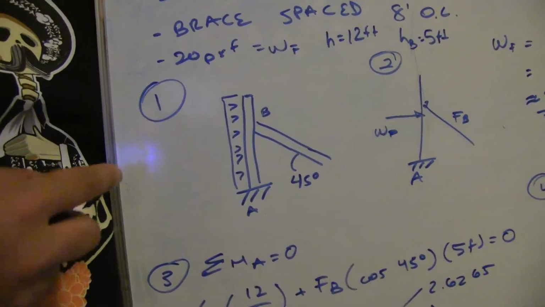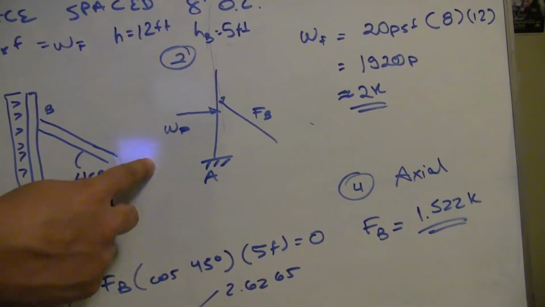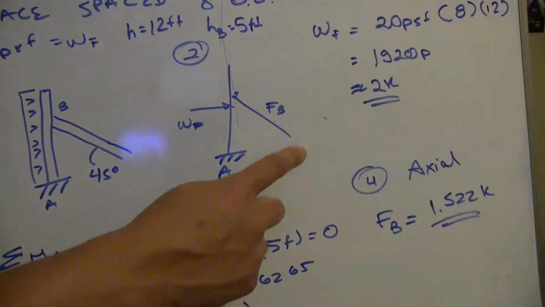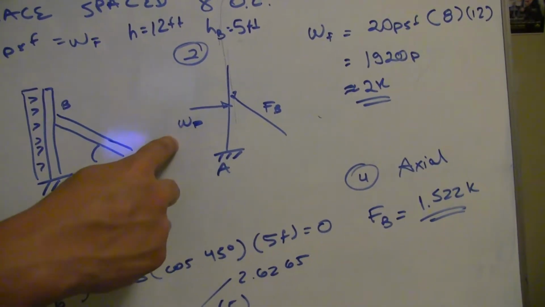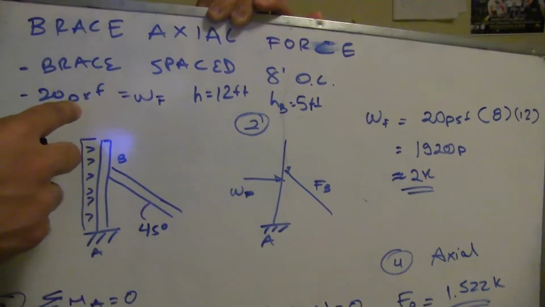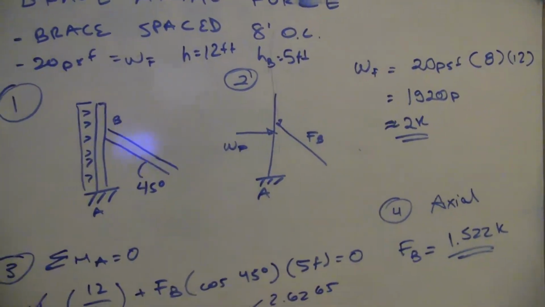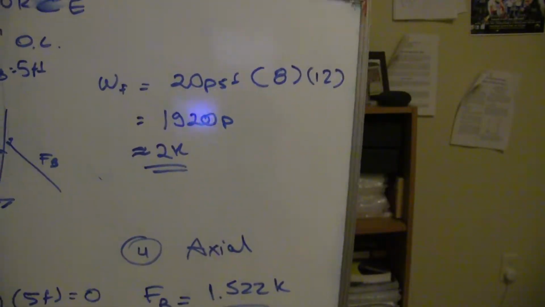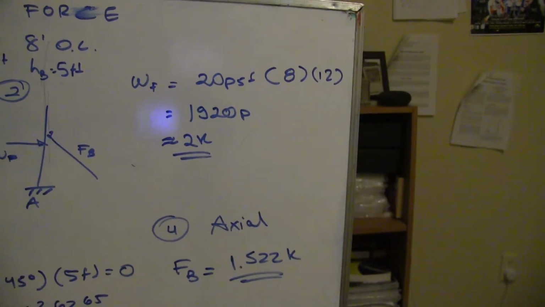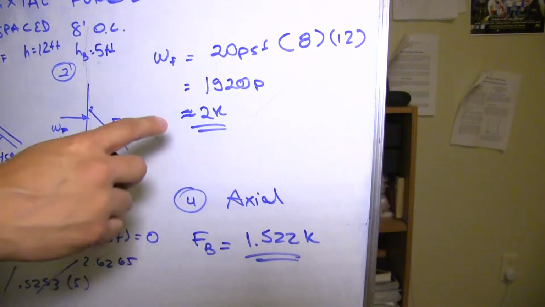So let's go through it. This is the drawing. Then we're gonna do a free body diagram. I assign this as point A, this as force B, and your wind force. After that, we're gonna calculate the wind force based on our spacing and our height. We're going to convert it from a psf into a point load. This is a little dark too. Let me see. It's better.